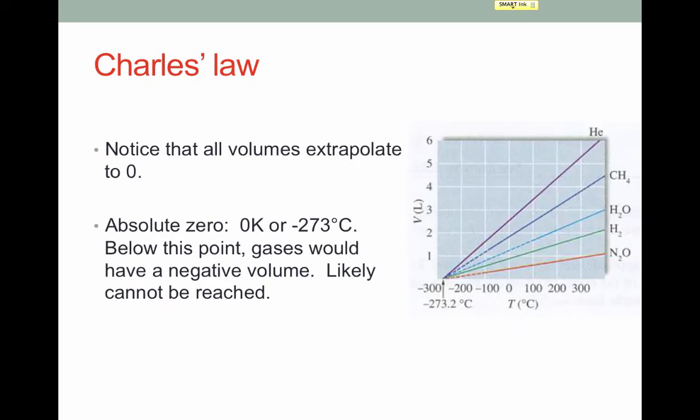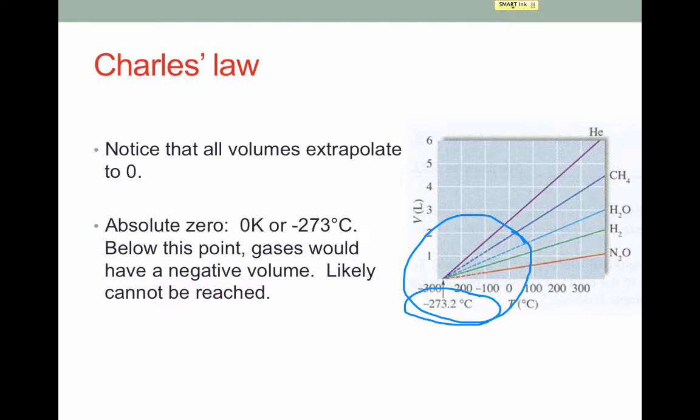Charles' law is actually the basis for the Kelvin temperature scale. Notice if we graph the volume-temperature relationship of several different gases and extrapolate them all to 0 volume, all of them extrapolate to the same point, to negative 273.2 degrees Celsius. This number should ring a bell to you. Recall that to convert from Celsius to Kelvin, we add 273.2, or 273 if you're rounding. This is the basis for the Kelvin temperature scale.